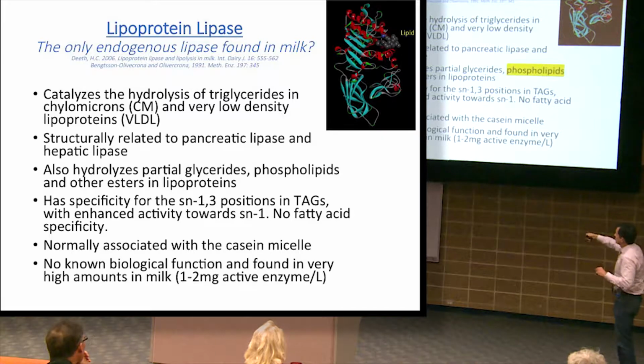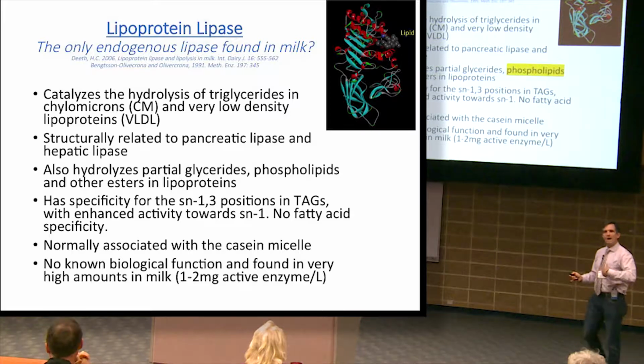It has specificity for certain parts of the triglyceride, SN1,3. It doesn't really like one fatty acid over the other. This was a painful conclusion from a lot of papers. It's normally associated with the casein micelle. This thing likes to get stuck on things, and it likes to hang out with the casein micelle. Okay, you explain this one to me. It has no function in the milk.